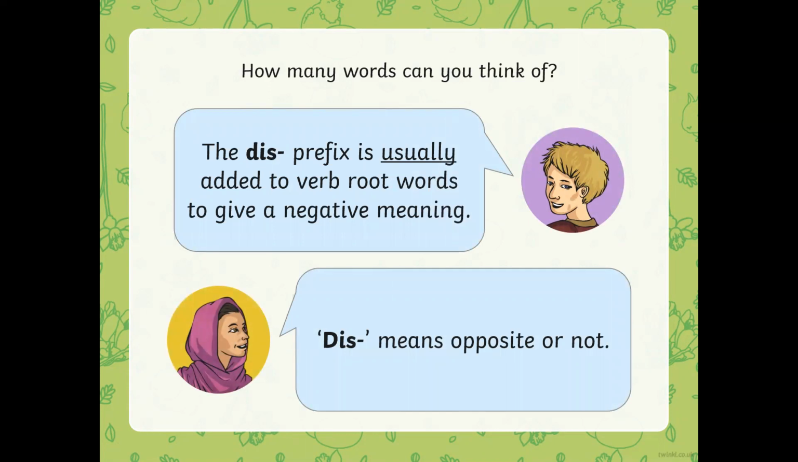It is usually added to verb root words to give a negative meaning. It means opposite or not. Okay, so it could be the opposite of the root word or it means not the root word. Okay, this is the case in most words. All right. So remember, miss means that it was like the negative meaning. You were doing something wrongly. So misspell, you were spelling something wrongly. Mislead, you were leading someone wrongly. Okay? But dis now means opposite or not.